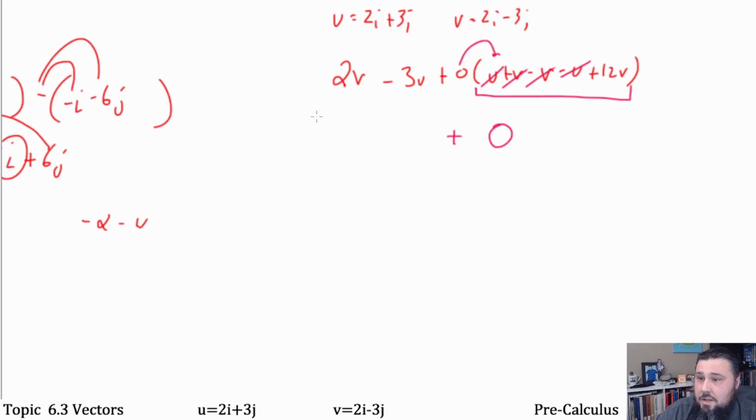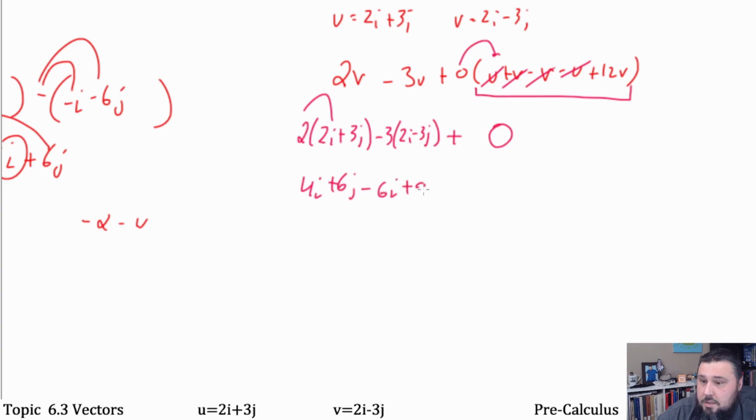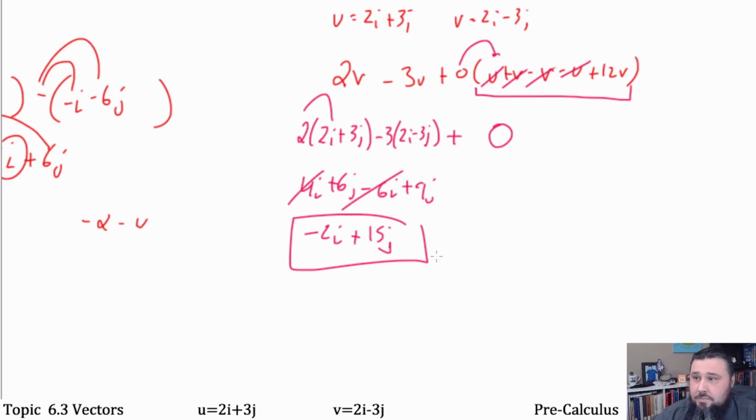So here I have 2v, and v is 2i plus 3j. So this is just 2 times 2i plus 3j minus 3 times 2i minus 3j. This is 4i plus 6j minus 6i plus 9j. This is negative 2i and 15j. That's it. This is what you want to be practicing. This type of question is what's going to be on your review.